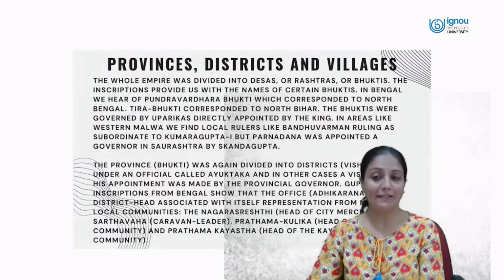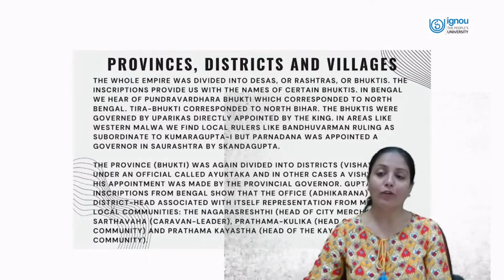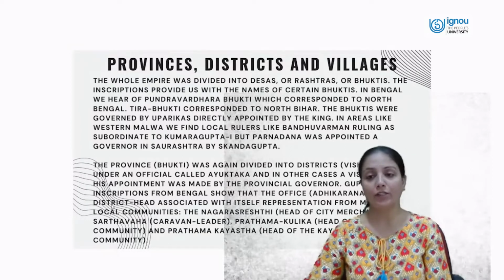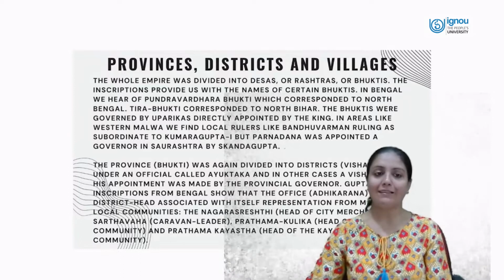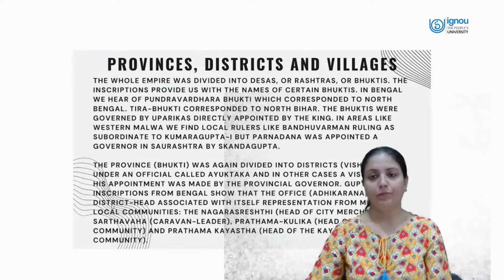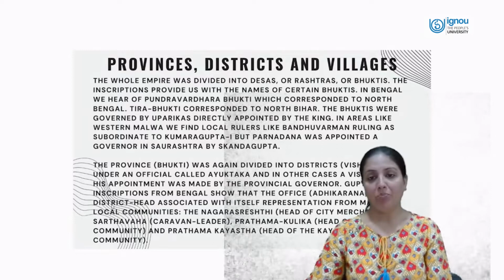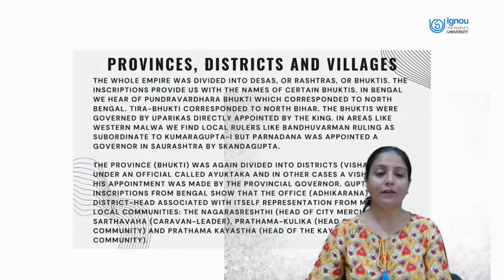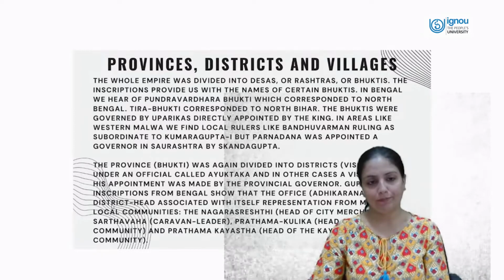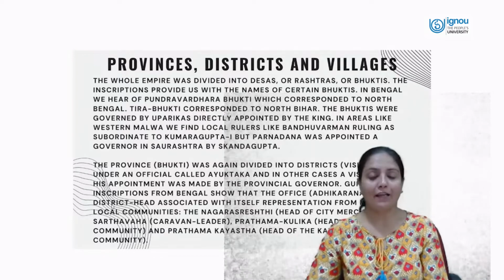Just like states, we can say states because a country is divided into states. And here we are going to call the bhuktis the states. In areas like Western Malwa, we find local rulers like Bandhuvarman, ruling as subordinate to Kumaragupta I. But Parnadatta was appointed a governor in Saurashtra by Skandagupta. The province means just like a bhukti, as we can say, the state.